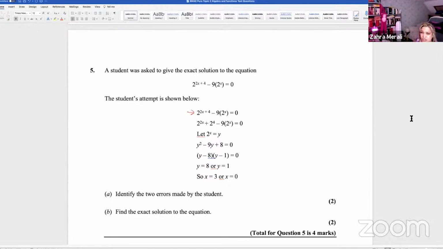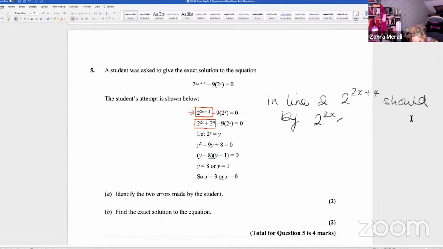All right, now hopefully straight away you appreciate that that does not equal that, because you need a multiply sign to add indices. So my first mistake, I can say, in line 2: 2 to the 2x plus 4 should be 2 to the 2x times 2 to the 4. And then we go through and we assume what they've done is correct at this point. So we get y squared minus 9y plus 8. Okay, that looks correct.